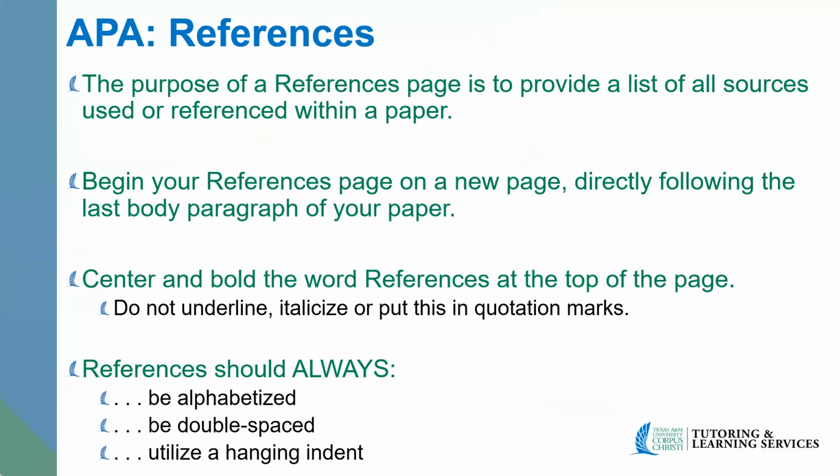So you begin your reference page on a fresh new page, and it's immediately after your last paragraph in your paper. So what you're going to do to start off is center and bold the word References at the top of the page. Do not do any other formatting on that, like underlining it or italicizing it or anything. It's just bolded and centered. And your reference page should always be alphabetized, double spaced, and utilize a hanging indent.